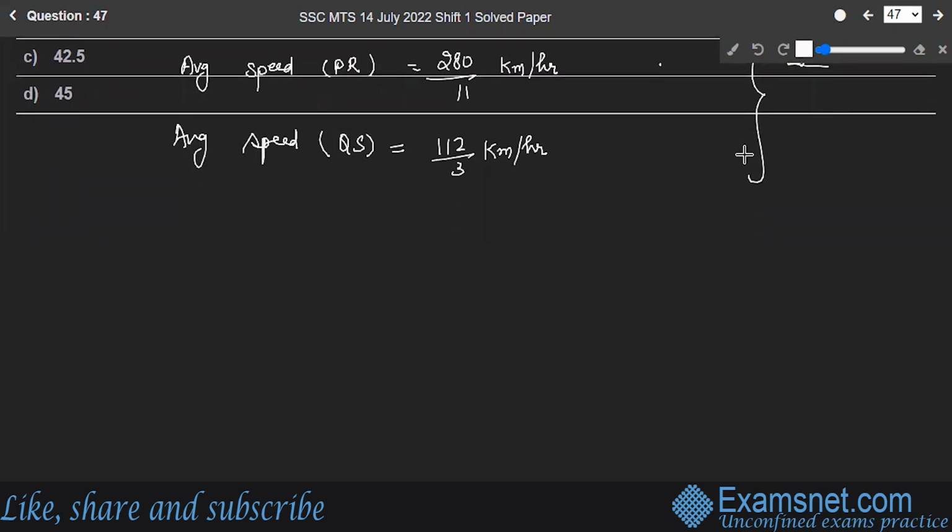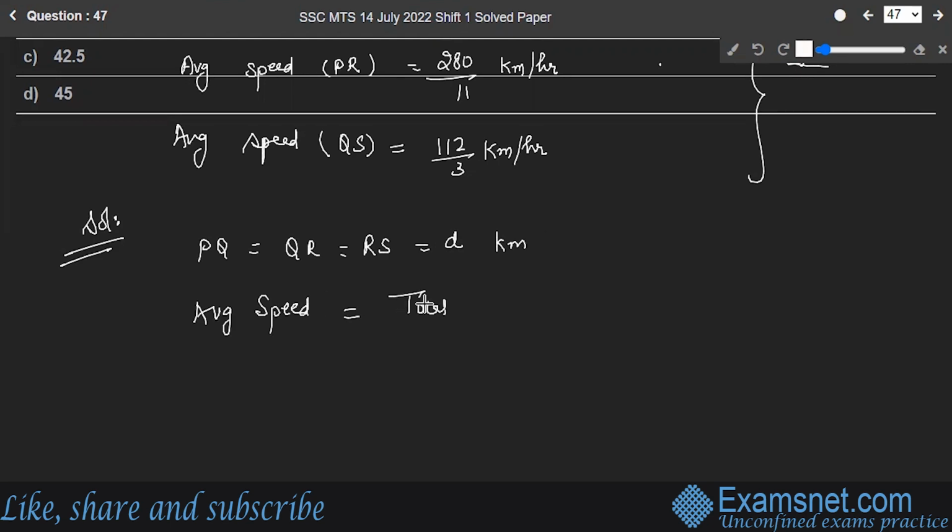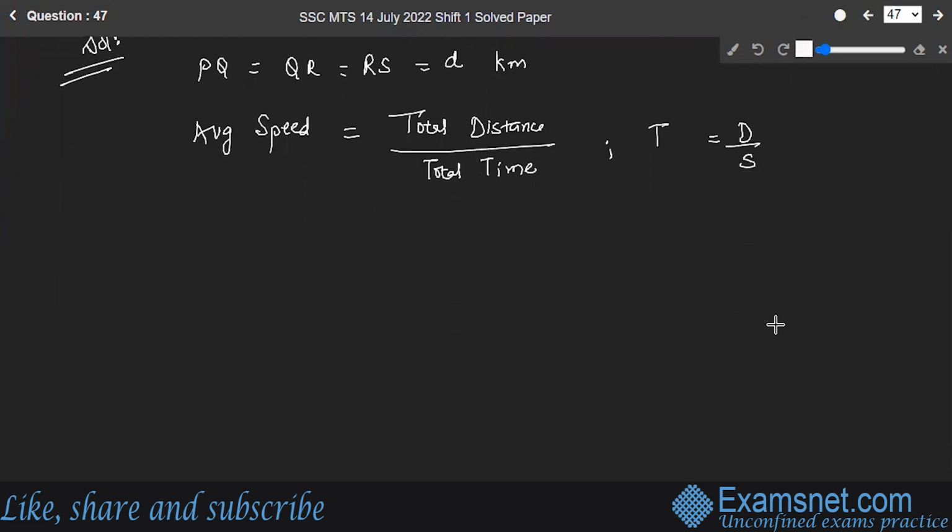So very first thing, we have assumed all the distances to be equal to D, right? That means PQ is equal to QR is equal to RS is equal to D kilometers. Now, one thing you know, the average speed formula is total distance upon total time. Also, you know, time is equal to distance upon speed. You are aware of these formulas, right? So using these formulas, what can we say next?